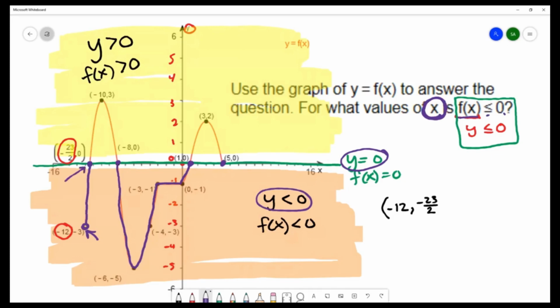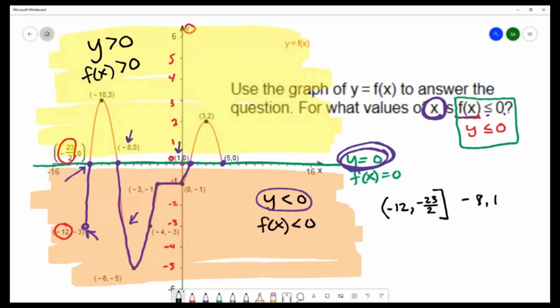This point is on the x-axis. That is where y is equal to 0, so it needs to be included. So I'm going to use a bracket there. Then we have this second section that's below. So I'm talking about this section of the graph that is below. It starts at an x value of -8 and ends at an x value of 1. So we're going to go from -8 to 1.